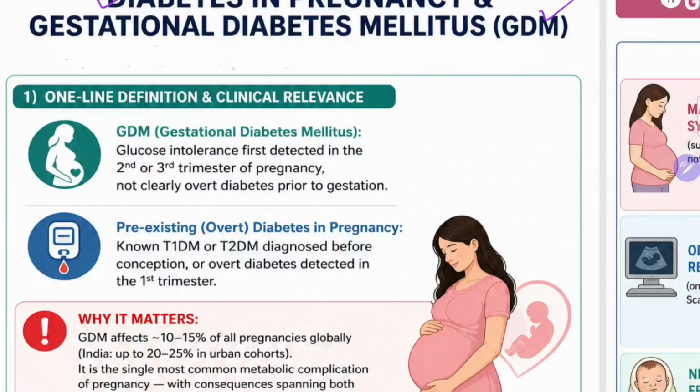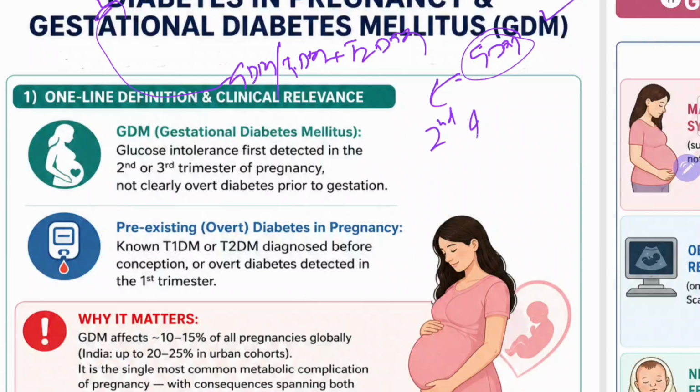Diabetes in pregnancy is nothing but it can be either gestational diabetes mellitus or a pre-existing type 1 or type 2 diabetes mellitus. So that is diabetes in pregnancy. But what is gestational diabetes mellitus? The woman was not having diabetes mellitus previously and she has developed diabetes mellitus either in the second or third trimester. So that is gestational diabetes mellitus.